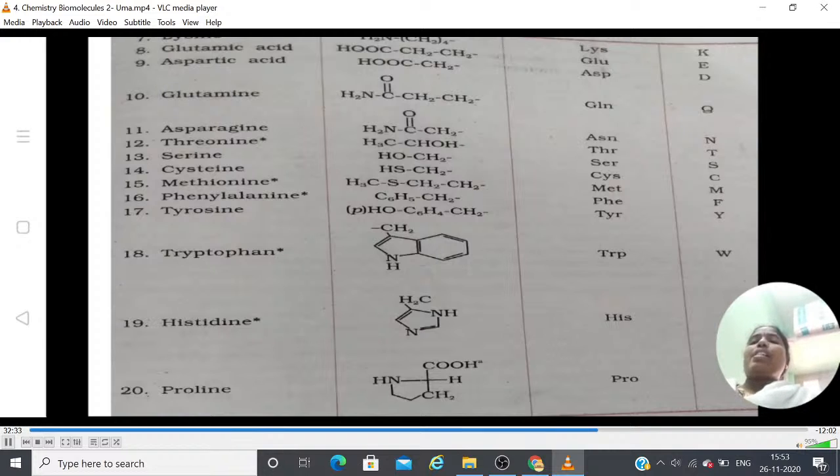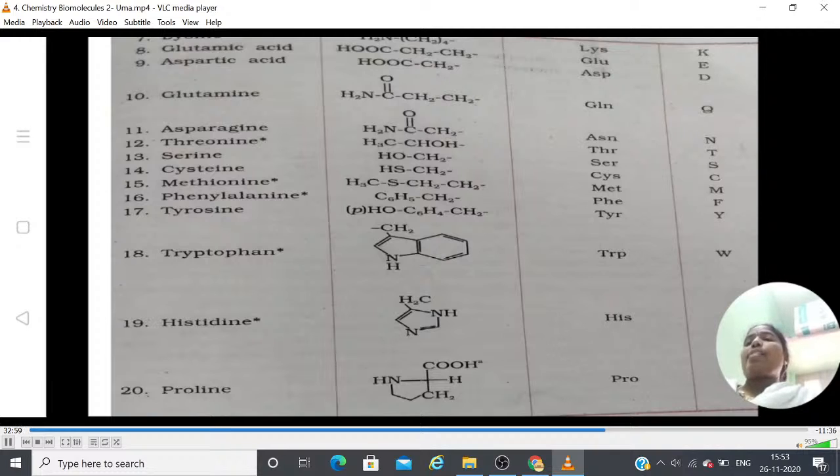Next, serine. Serine is also one of the amino acids. In this amino acid, the alkyl group is OHCH2. The 3 letter symbol is SER, and the code letter is S.